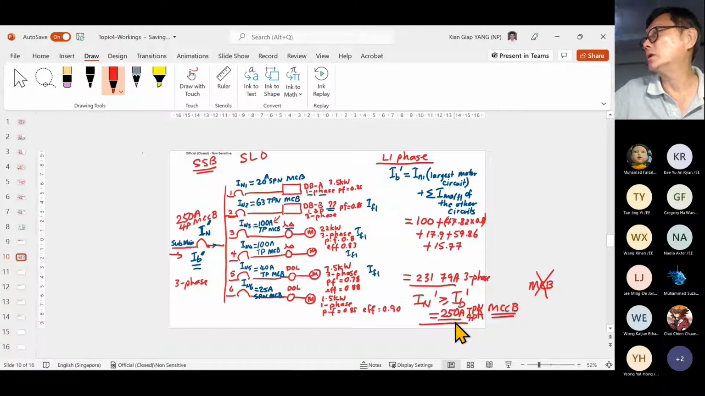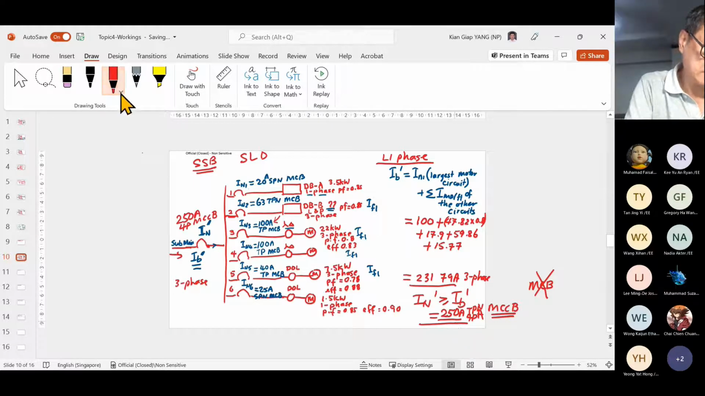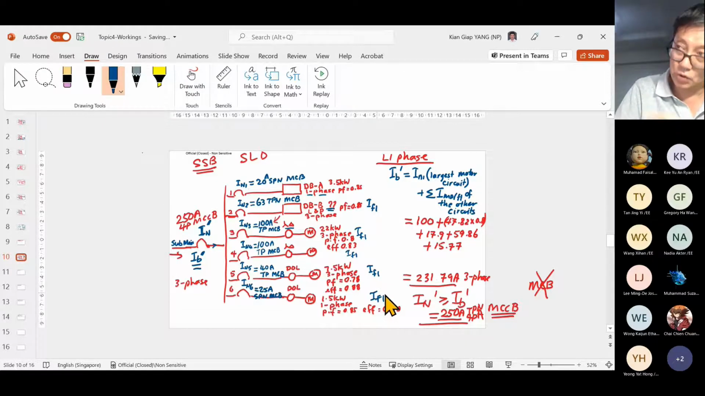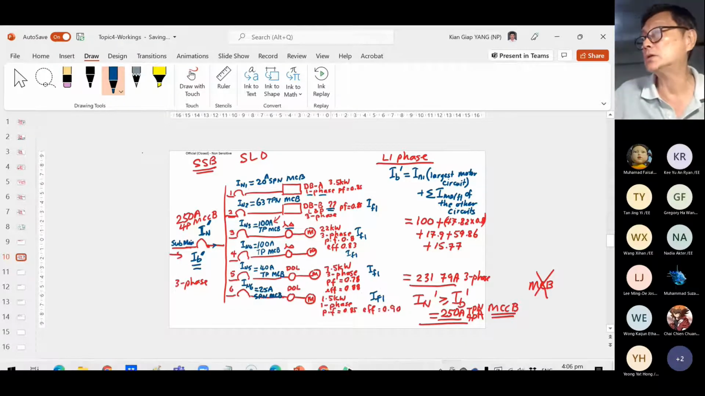So I cannot choose the lower. I must choose the higher one. Okay. But what if, let's say, we check the numbers and they don't have it there? Choose the next higher up, like just now I was saying, right?